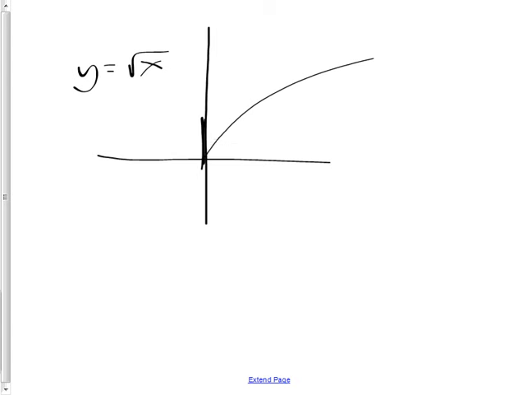Okay, range is about up and down. Well, how low does it go? 0. To how high will it go? All right, so 0 to infinity. That's not the same as negative infinity, positive infinity.